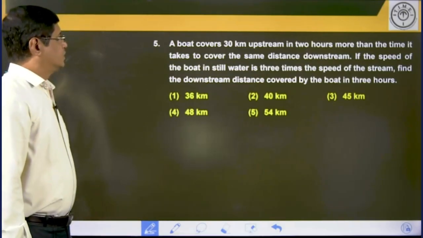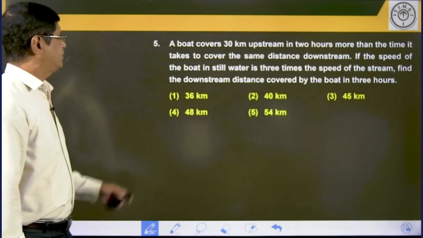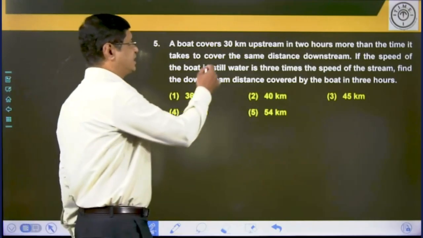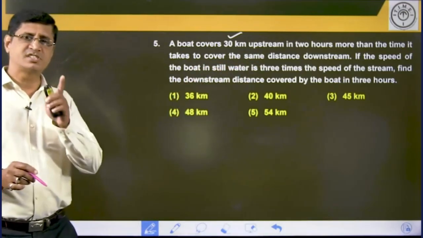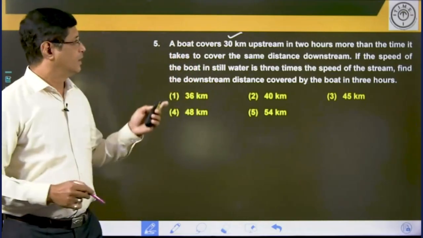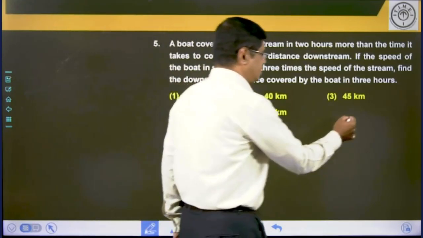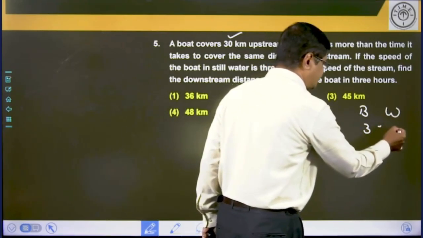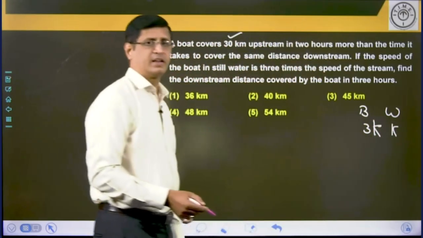A boat covers 30 kilometers upstream in 2 hours more than the time it takes to cover the same distance downstream. So covering 30 kilometers upstream and the same distance downstream, means distance covered upstream and downstream are both the same. Right. If the speed of the boat in still water is 3 times the speed of the stream, so speed of the boat and the stream, when you observe the ratio, it is 3:1. 3:1 means 3K and 1K.